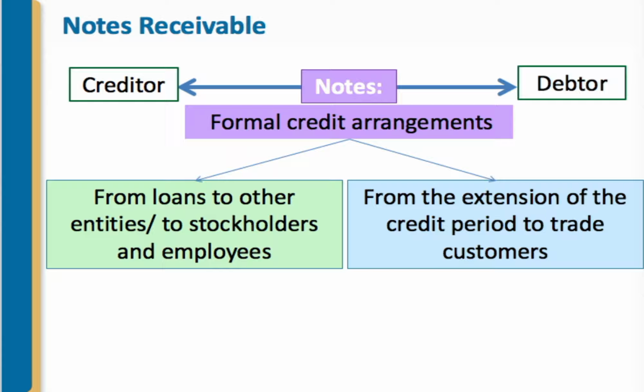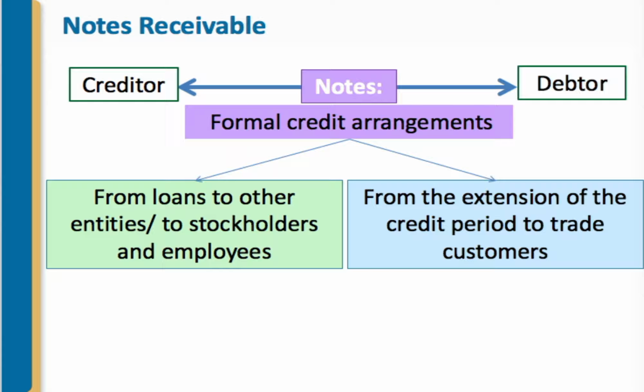the borrower. These notes arise from loans to other entities, including affiliated companies, loans to stockholders and employees, from the extension of the credit period to trade customers, and occasionally they come from selling merchandise, maybe some other types of assets, or even sometimes through services. Notes receivable are classified as either current or non-current, depending on the expected collection date.